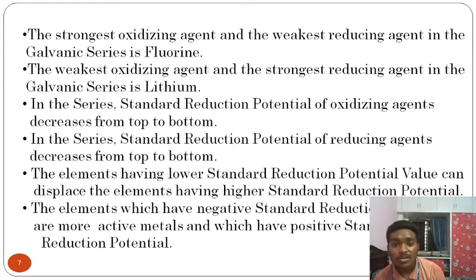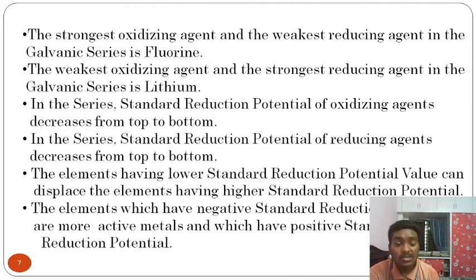The strongest oxidizing agent and the weakest reducing agent in the galvanic series is fluorine. The weakest oxidizing agent and the strongest reducing agent in the galvanic series is lithium. In the series, the standard reduction potential value of the oxidizing agent decreases from top to bottom. The standard reduction potential value of the reducing agent decreases from top to bottom.